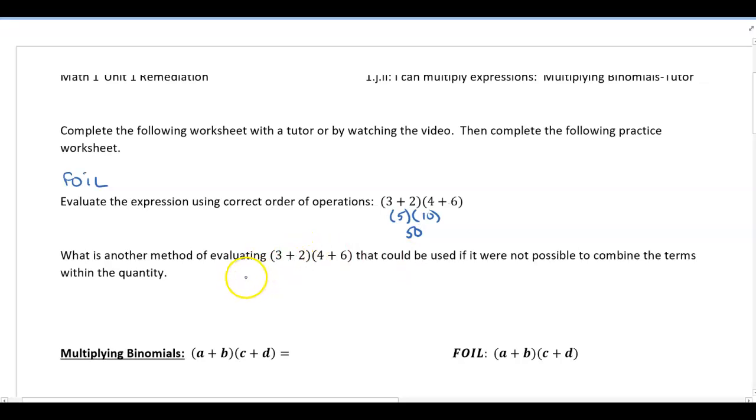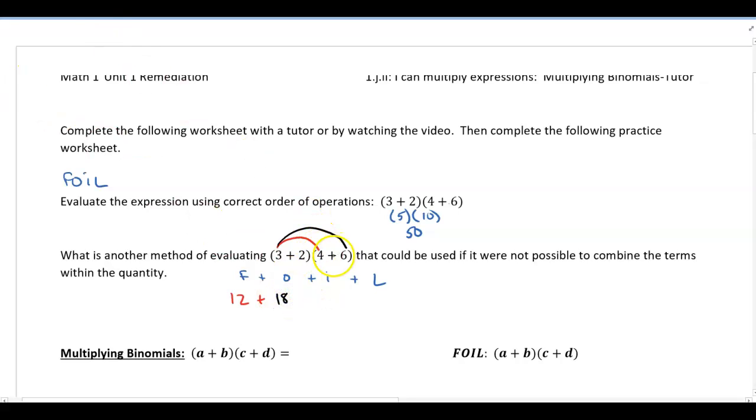Well, what mathematicians came up with is if you multiplied every term in this first binomial by every term in the second binomial, and then you add them or subtract them, you would get the same value. So when we talk about the first terms, when I multiply the first terms here, 3 times 4 would give me 12. Plus, if I multiply the outer terms, the two on the outside, which are 3 and 6, that would give me 18.